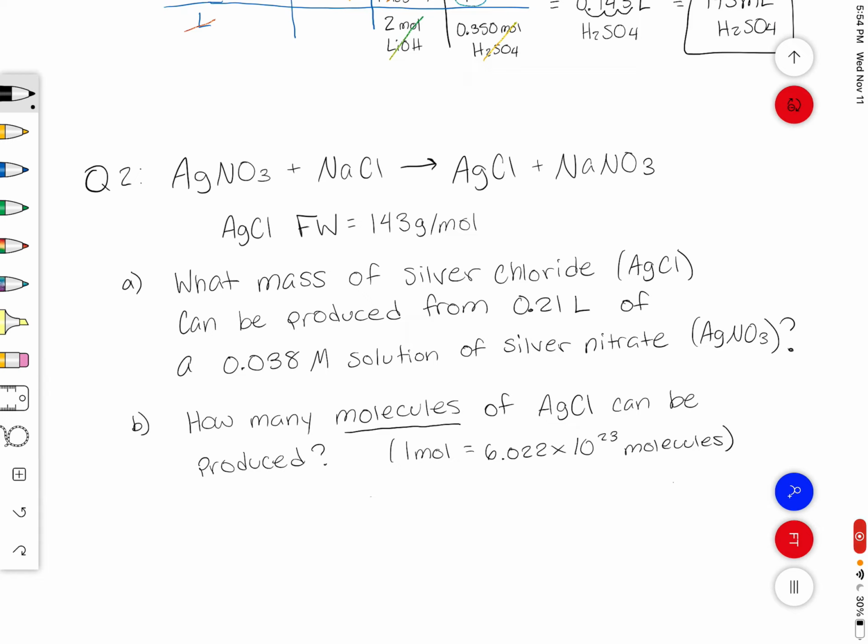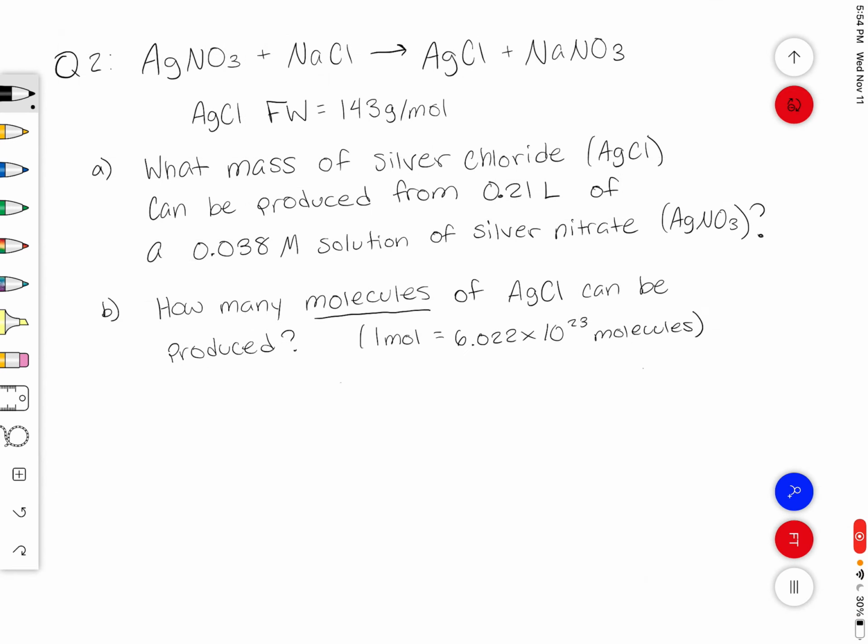All right, moving on, we have a different equation. We have AgNO3 plus NaCl converts to AgCl plus NaNO3, and then we're given the formula weight for AgCl is 143 grams per mole. Question A is asking us, what mass of silver chloride, AgCl, can be produced from 0.21 liters of a 0.038 molar solution of nitrate? This is another very similar question to what we had before.